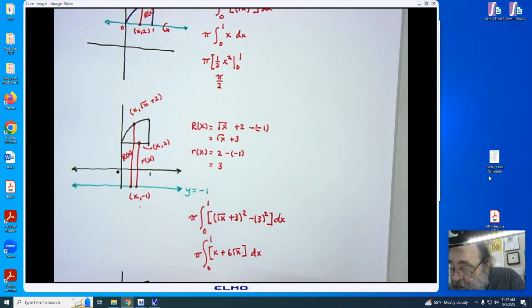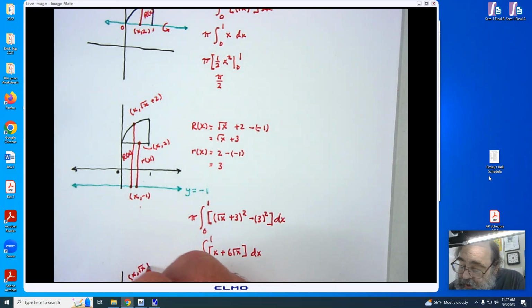Big R, little r next. From the axis of rotation up. X comma square root of x plus 2. X comma 2. X comma 1. Big R of x. Little r of x.